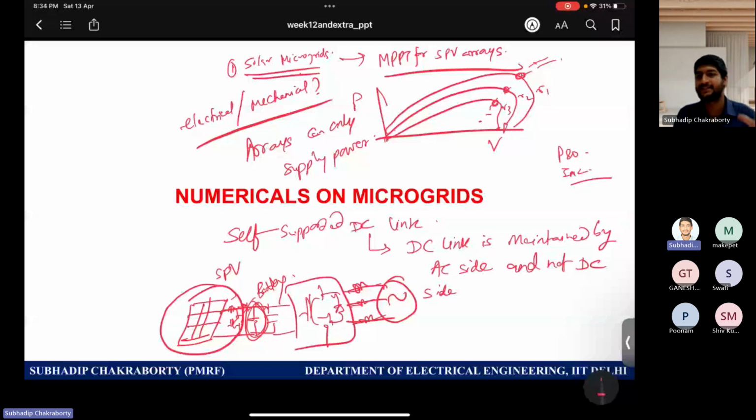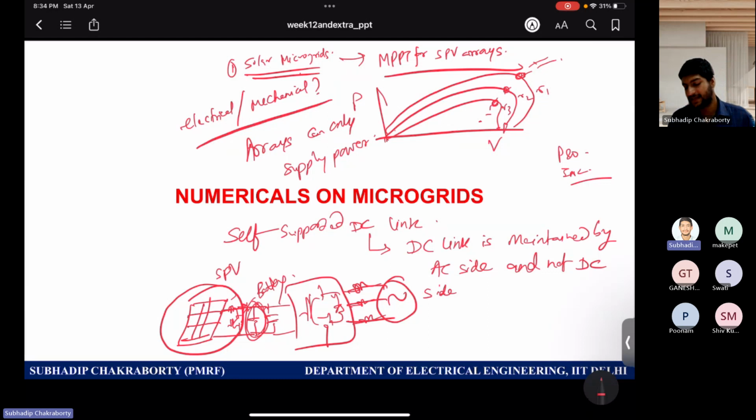But if no one is there at the DC side who can maintain the DC link voltage, note that the DC link voltage needs to be maintained, not necessarily constant, it can also vary, but it needs to be maintained by someone, because the capacitor needs to be kept charged. Otherwise, the operation will stop and the capacitor will discharge. This DC voltage of the inverter needs to be maintained by someone. If that is done from the AC side, you simply call it self-supported. If it is done by someone sitting at the DC side like a battery, then it is still not self-supported.